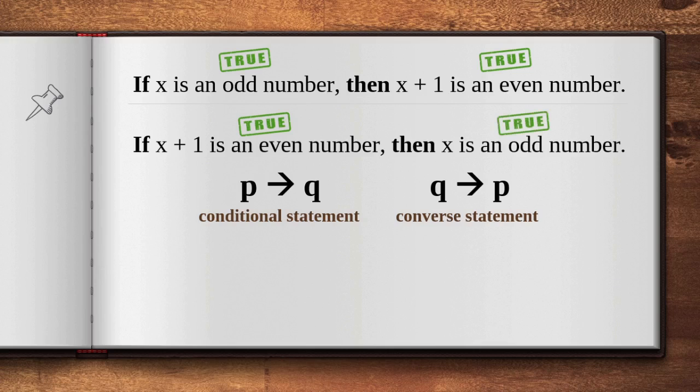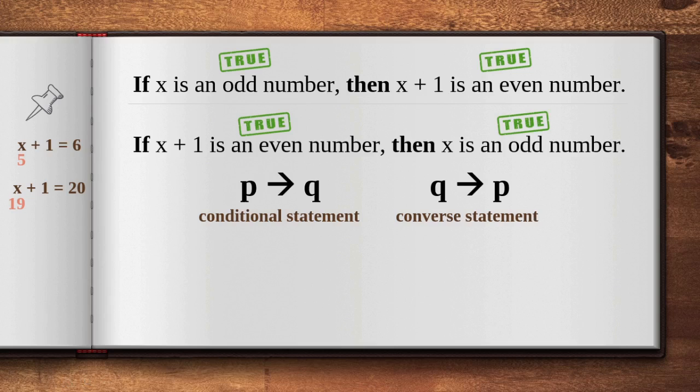Okay, let's prove it. If we have x plus 1 as an even number, so let's say number 6, the only possible value of x to make this statement true is 5, because 5 plus 1 is equal to 6, and 5 is an odd number. Let's take another example. If x plus 1 is an even number, let us say 20, the only possible value of x is 19 because 19 plus 1 is equal to 20. So, again, 19 is an odd number, which makes the conclusion true.